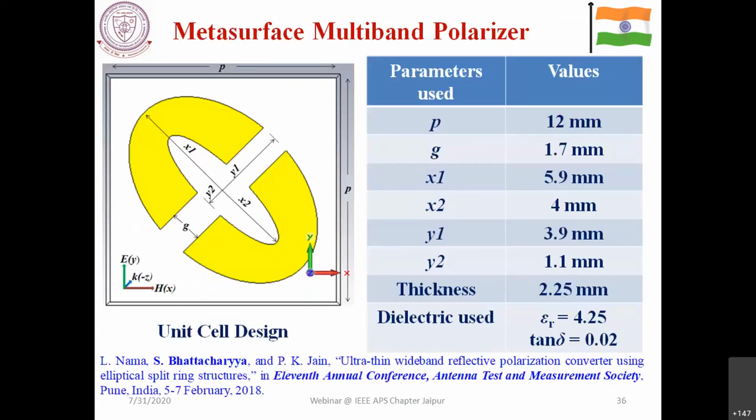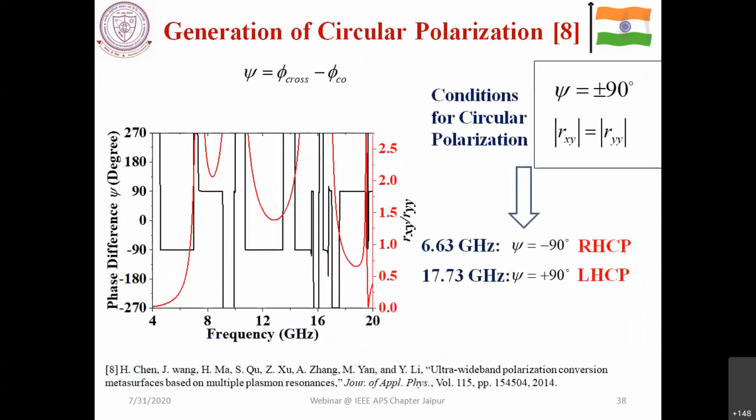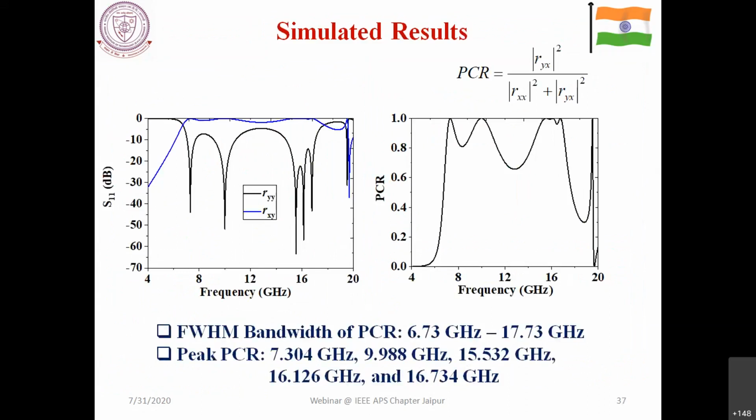And here I'm showing some work which has been carried out by one of our master's students, to design a multi-band polarizer. I'm not going into much detail here, but you can see that at certain frequencies you have the minimization of co-polarized reflection and maximization of cross-polarized reflection simultaneously, so that you have polarization conversion at multiple bands.